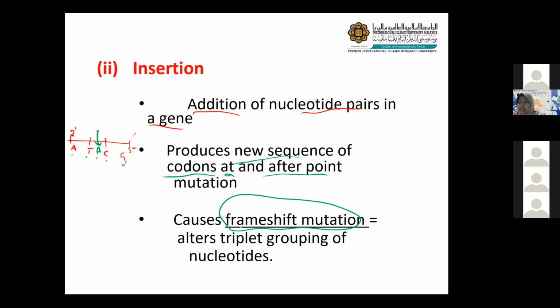Frame shift mutation is the alteration of the triplet grouping of the nucleotides. Let's give an example. Before the insertion, our triplet set should be A, T, C. This is one set, one triplet of nucleotides. But now, after we insert A, our nucleotide triplet is changed. From ATC, it now becomes ATA. So it will change all the triplet grouping of nucleotides. So this is what we call a frame shift mutation.